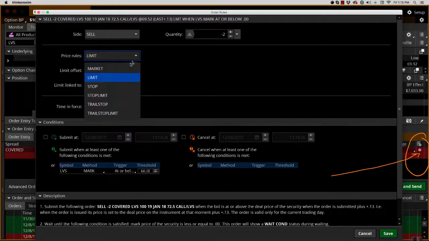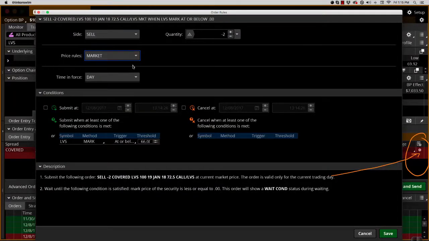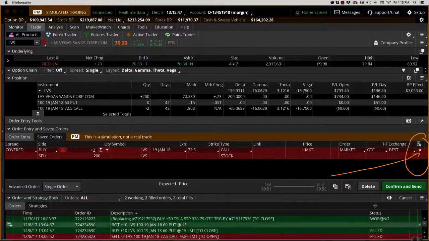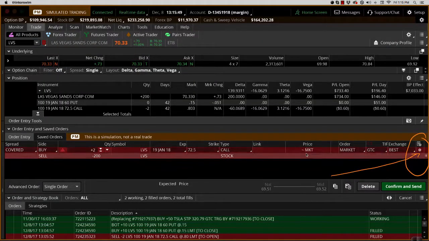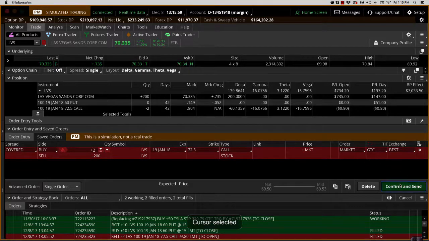So I'm going to keep that one at market and just have it sell at market, and make that order good till canceled so that it stays in force. Then we'll go ahead and hit save on that. And so now it's got a market contingency. If you try to set a market order long term, that doesn't work, but if you set a contingency on it, it allows you to do that. So we can go ahead and hit confirm and send.